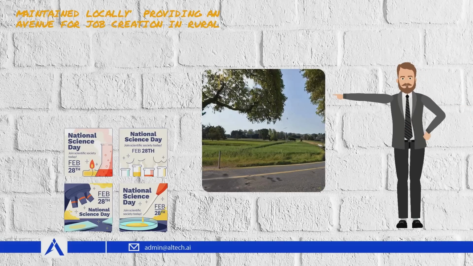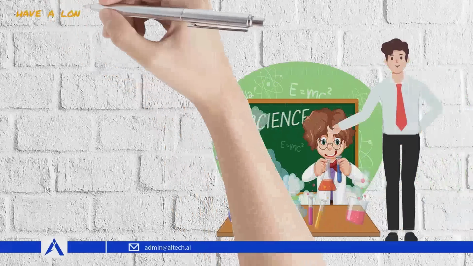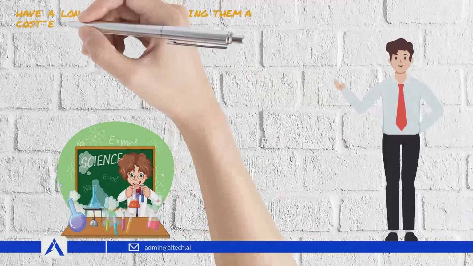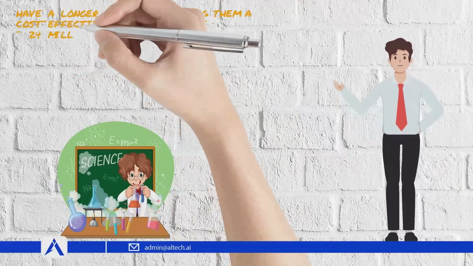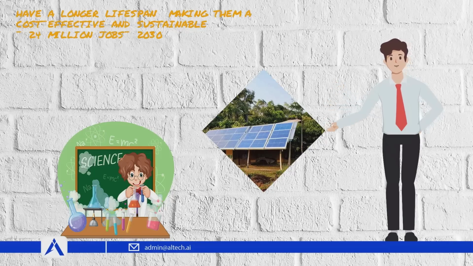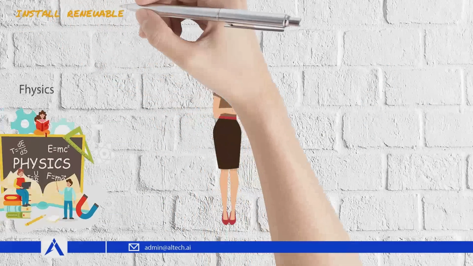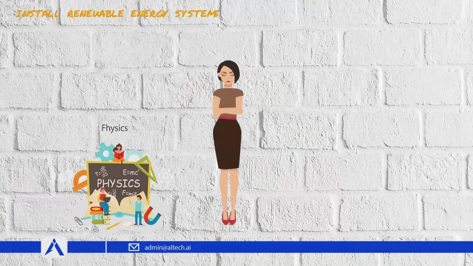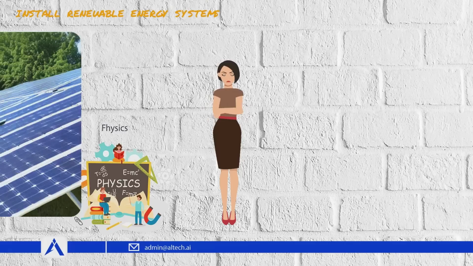In addition, renewable energy systems can be installed and maintained locally, providing an avenue for job creation in rural areas. According to a report by the International Labour Organization, the renewable energy sector has the potential to generate over 24 million jobs worldwide by 2030. Moreover, renewable energy systems require minimal maintenance and have a longer lifespan, making them a cost-effective and sustainable solution for off-grid electrification. However, there are still challenges that hinder the adoption of renewable energy in off-grid areas.